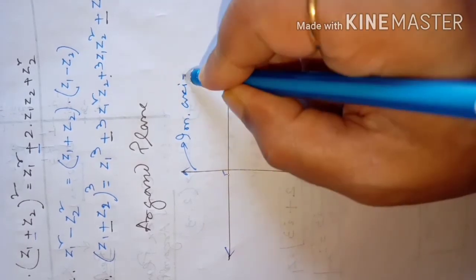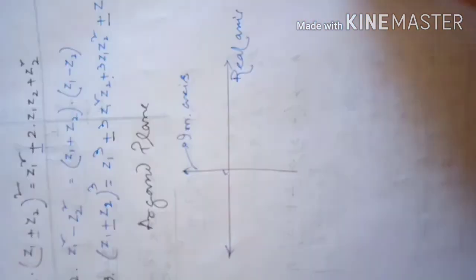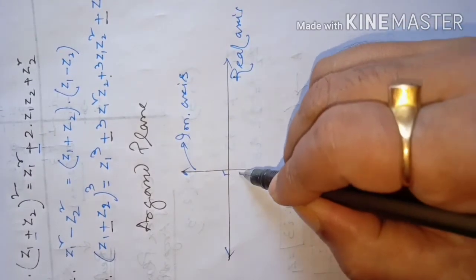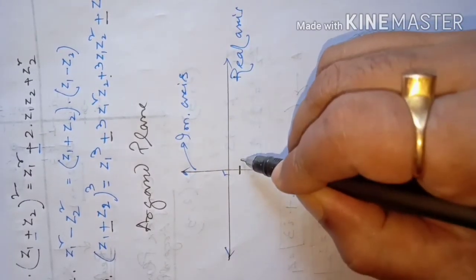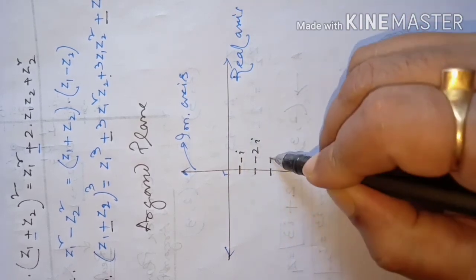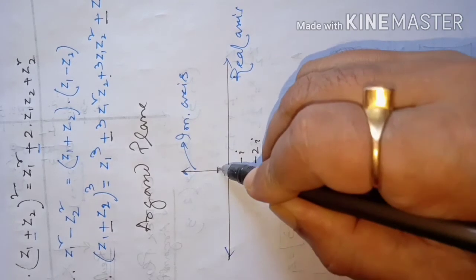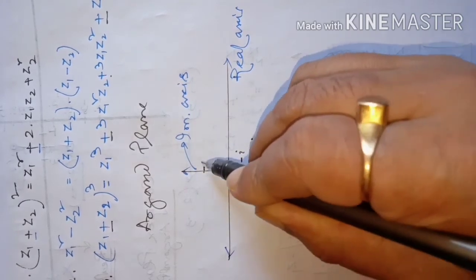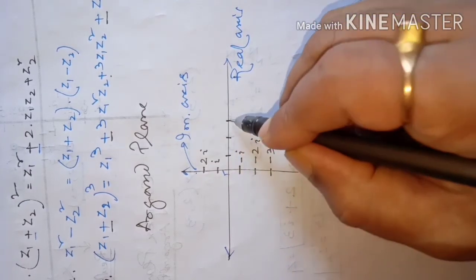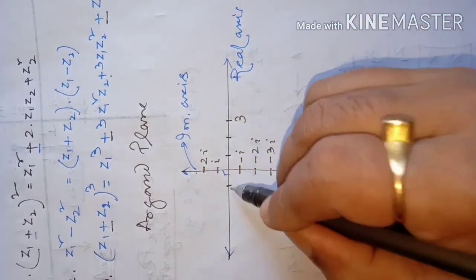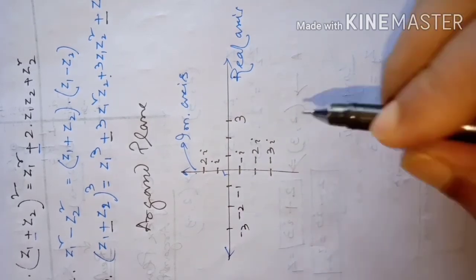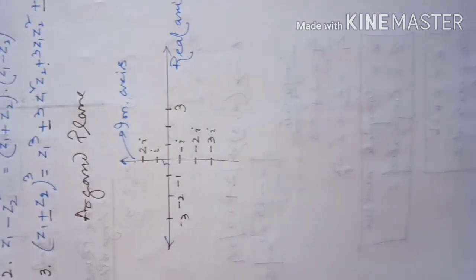To plot the imaginary parts of the complex numbers, here we have minus iota, minus 2 iota, minus 3 iota, and so on, and here 1 iota, 2 iota, and so on. And here will be 1, 2, 3, and so on, and here minus 1, minus 2, minus 3. Okay. Now, one more thing I would like to say here.